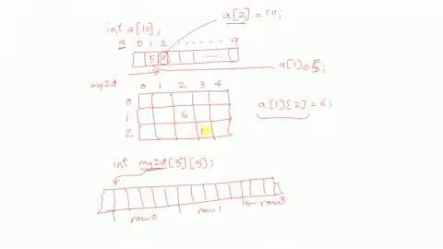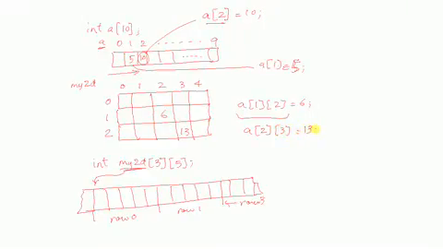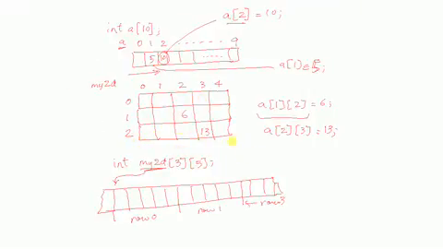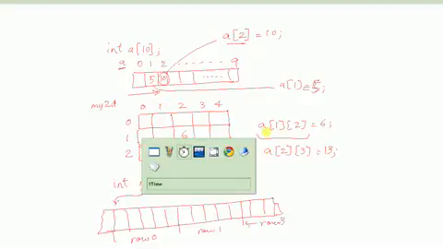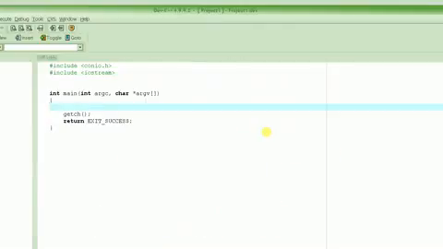And if I want to make this one 13, I have to write the row number and then the column number and then make it equal to 13, and so on. So this is what two-dimensional arrays look like, and this is how you represent them. So let's write a little piece of code here. Let's declare this my 2D having, I don't know, 3 rows and 4 columns.